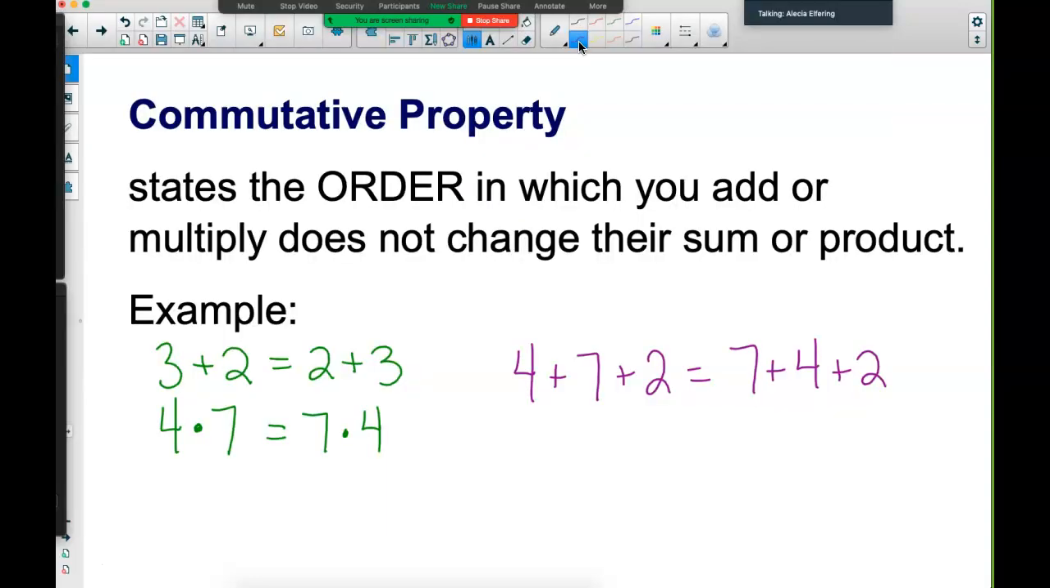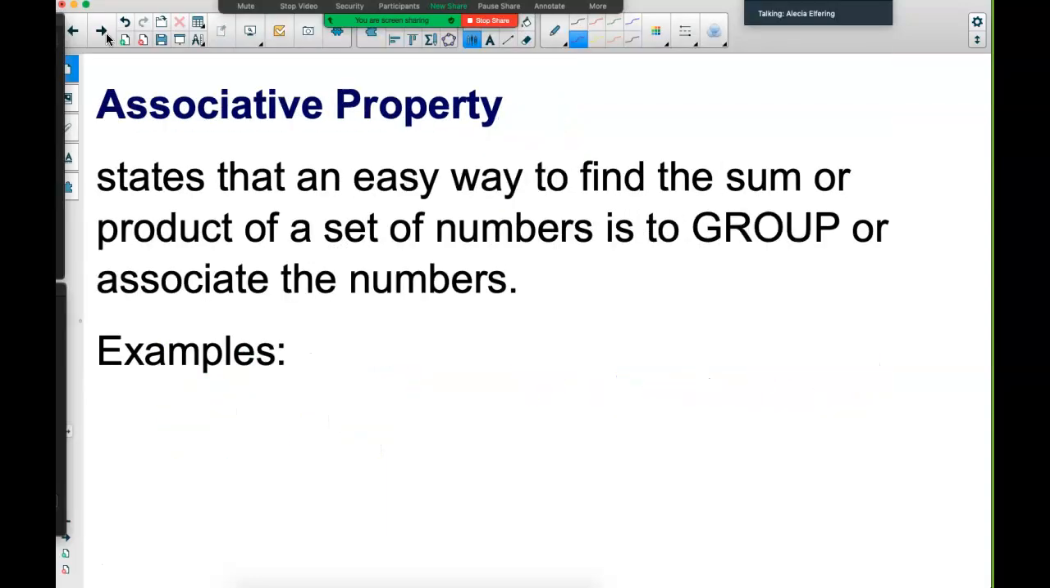Okay, last definition you have to write down is the associative property. The associative property states that an easy way to find the sum or product of a set of numbers is to group or associate the numbers. I'll give you a few seconds to write it, and then I'll explain it.